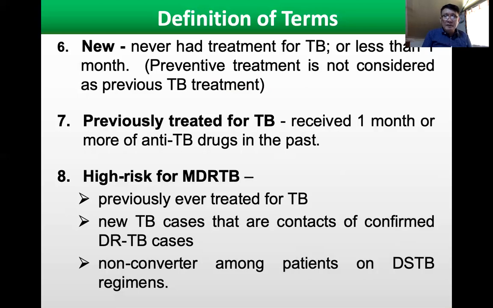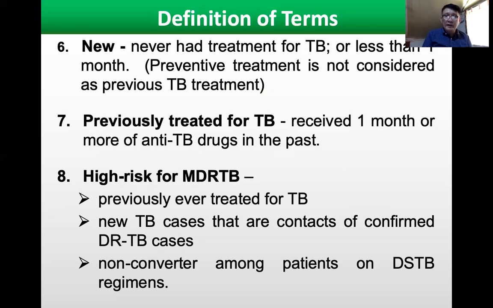Number 7, previously treated for TB. So these are TB patients who have at least received 1 month or more of anti-TB drugs in the past. Whether they have received 1 month or more than 1 month, as long as it is more than 1 month, that means the patient is defined as previously treated for TB.